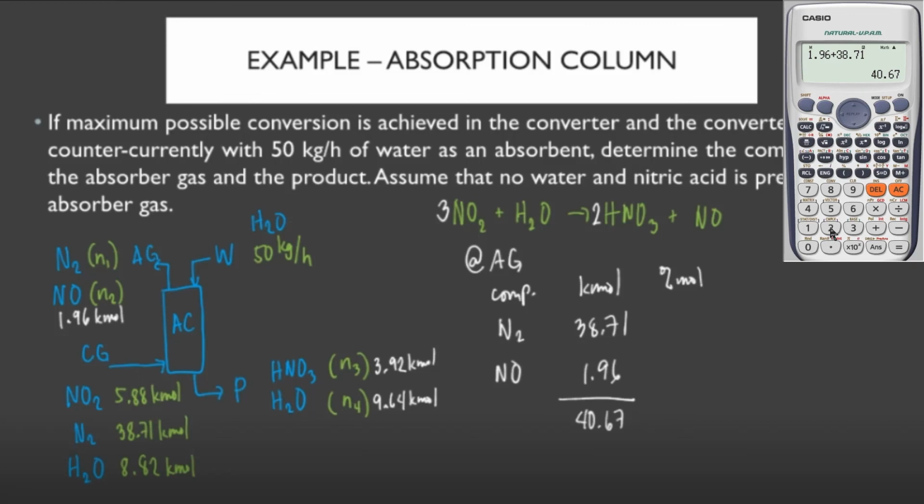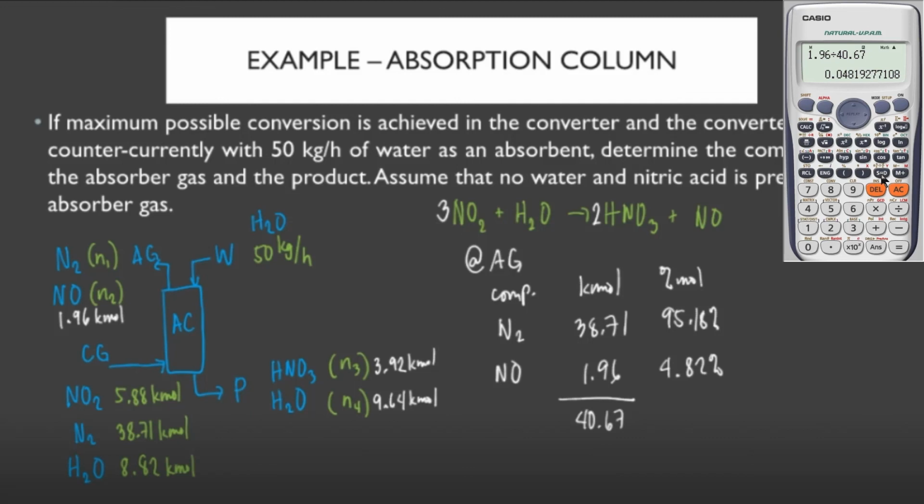So for nitrogen gas, that is 38.71 divided by 40.67. That is 95.18% by mole. And for NO, that's 1.96 divided by 40.67. That's 4.82%. Alternatively, you can simply subtract 95.18 from 100 to get the percentage of NO in the absorber gases.